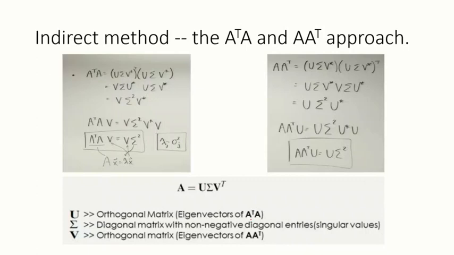So this is called the indirect method. You do a matrix, non-symmetric, but after that, you do the single eigen decomposition, and you do the same for A times A transpose. So here you learn the V matrix, here you learn the U matrix, and then you put them together.